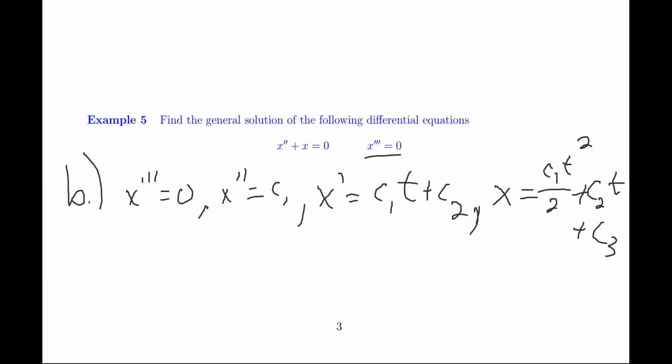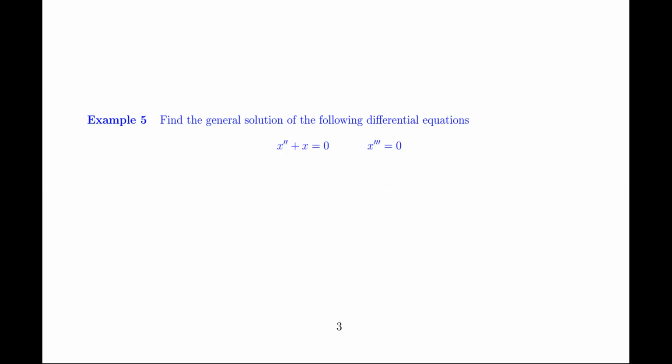And so our solution, some constant times t squared plus some constant times t plus some constant, is a general solution to this. And that should make sense. Anything of this form, when we take the third derivative, we will get 0. Okay, we're going to have one more method for the solution, and we're going to use our Wronskian for that.